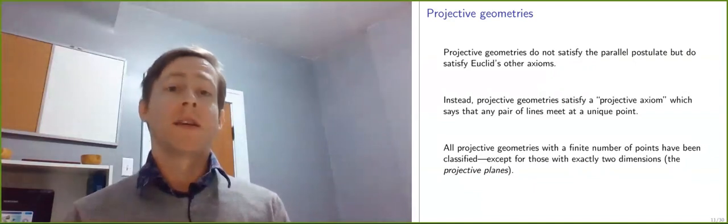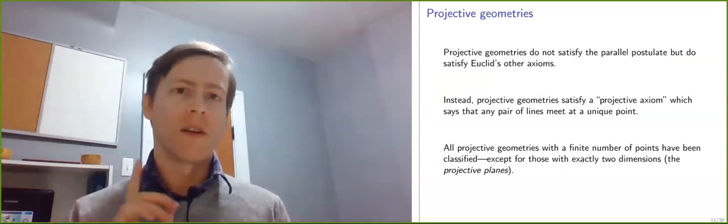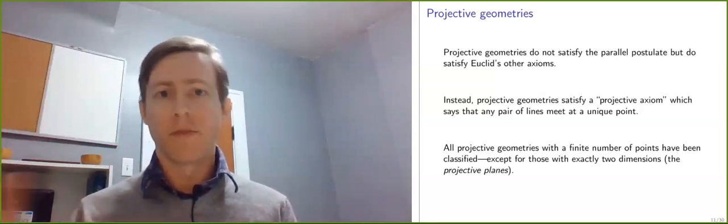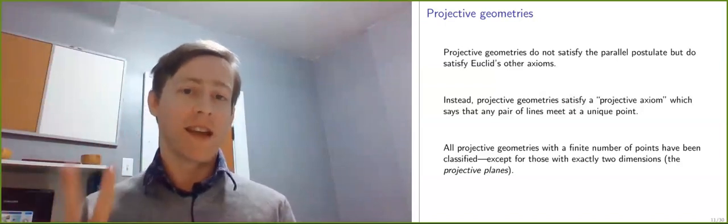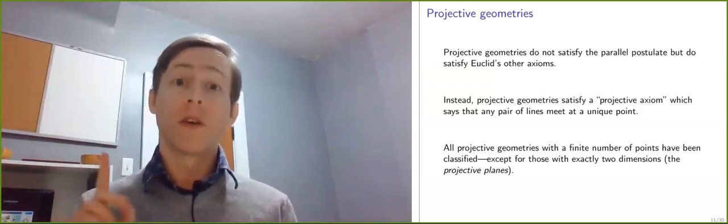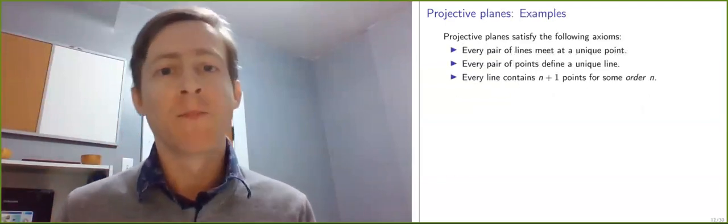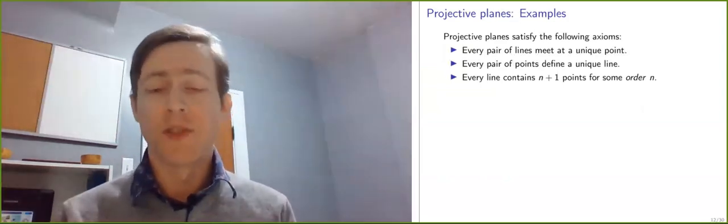Mathematicians have done this. In fact, they've succeeded in all the finite cases except for one very interesting case. So if the dimension is 1 or 3 or greater, they've solved the case. But exactly 2 dimensions is, to this day, still open. We do not know all the projective geometries in dimension 2. These are known as the projective planes. They satisfy a couple of very simple, elegant axioms shown here.